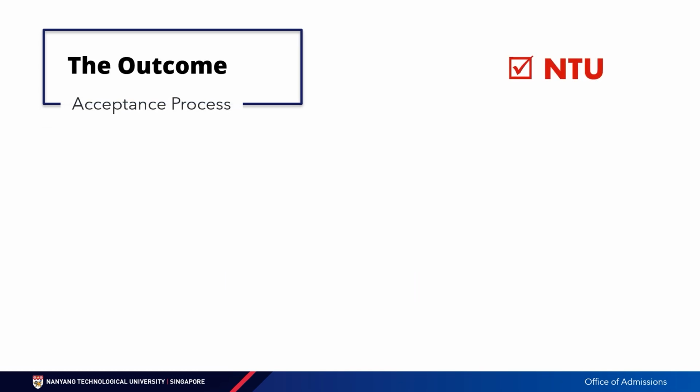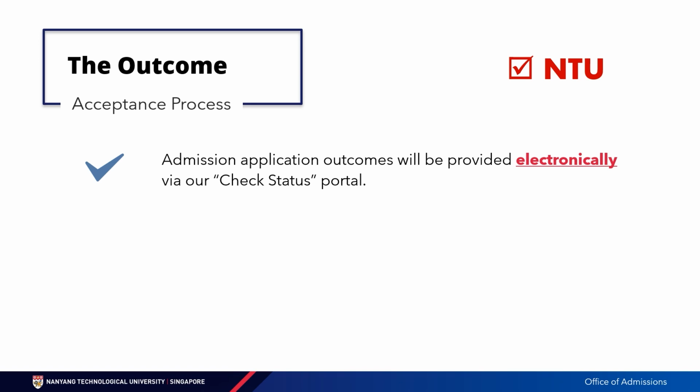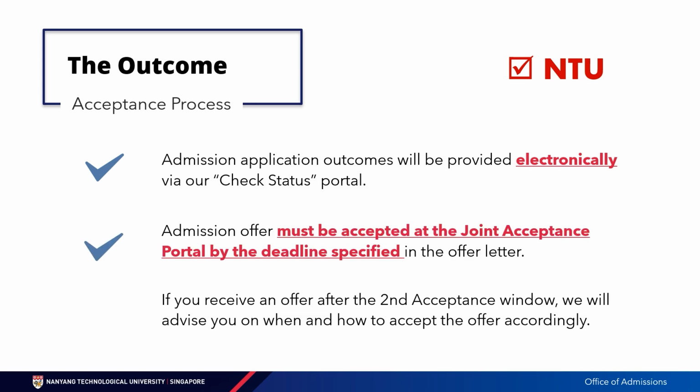Admission application outcomes will be provided electronically via our Check Status portal. Admission offer must be accepted at the Joint Acceptance portal by the deadline specified in the offer letter. If you receive an offer after the second acceptance window, we will advise on when and how to accept the offer accordingly.